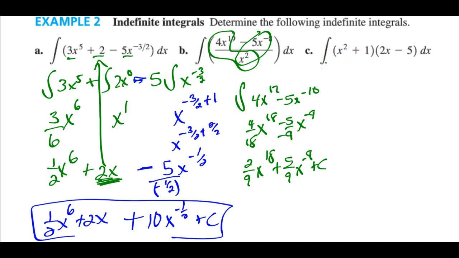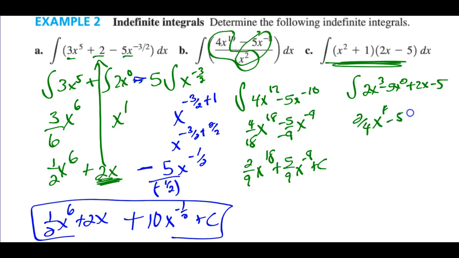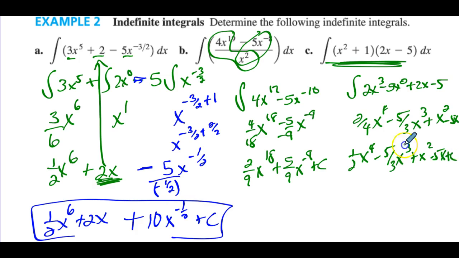And for part C, I would probably just multiply it together first. So let's FOIL that up. 2x cubed minus 5x squared plus 2x minus 5, and then integrate. 2/4 x to the 4th minus 5/3 x cubed plus x squared minus 5x. Simplifying, 1/2 x to the 4th minus 5/3 x cubed plus x squared minus 5x plus c.